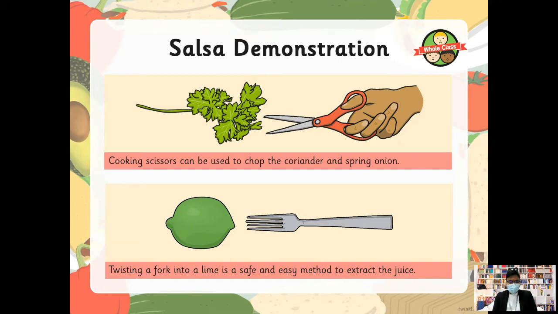And next is twisting the fork into the lime. It is a safe and easy method to extract the juice. Otherwise, you can cut it in half and press it manually with the use of your hand. Or if you have an extractor, it's okay, much better. Okay.